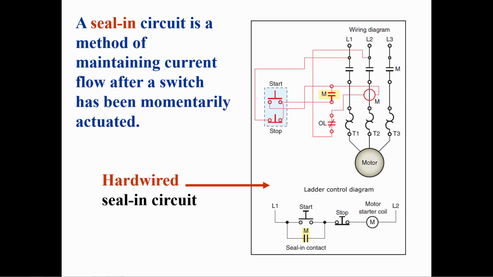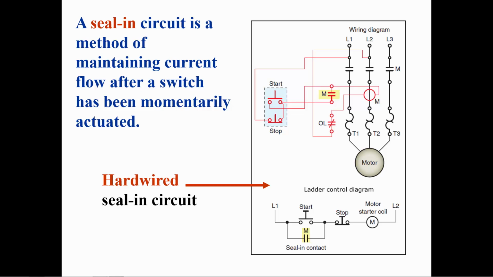A seal-in circuit allows for continued operation of a process that is started by a momentary event. An example is the starting of an electric motor by a momentary push button. This slide shows the wiring diagram for a hardwired magnetic motor starter. A wiring diagram shows the components in their actual physical relationship.